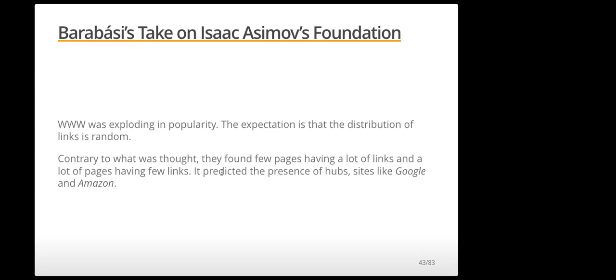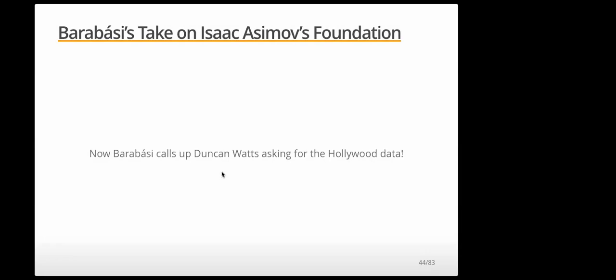So remember, we talked about how there are nodes which have a lot of connections and nodes which have very few. This is something that Watts and Strogatz overlooked because they were after the small world effect in the networks. They were studying the clustering coefficient and the average path length, but there was this important property they overlooked, which is the existence of hubs, very central nodes in the structure, like sites like Google or Amazon.